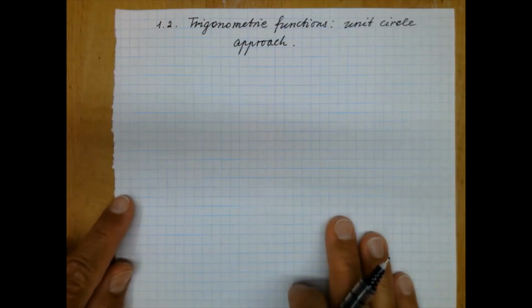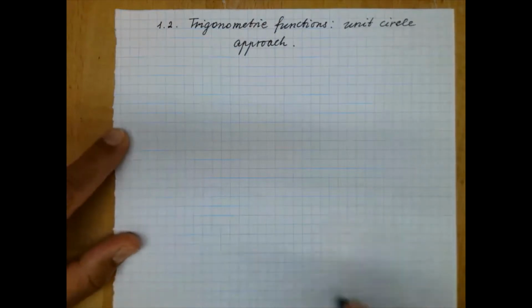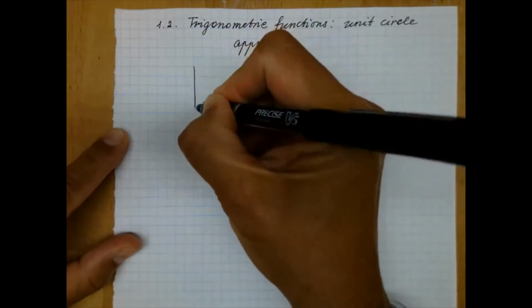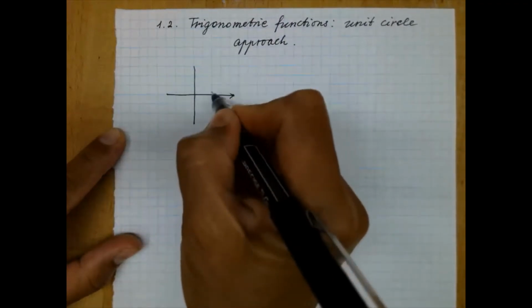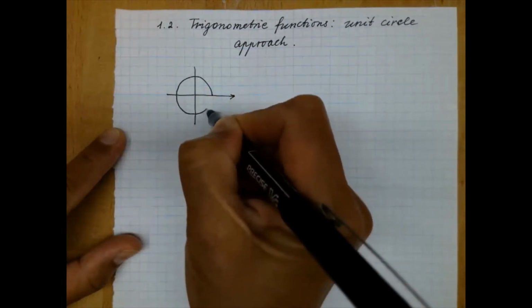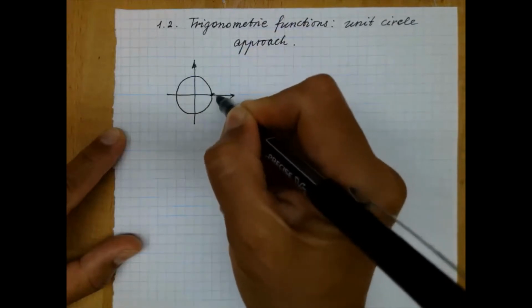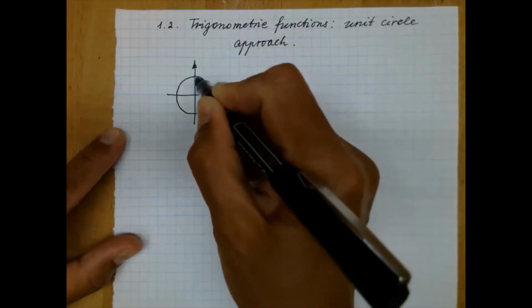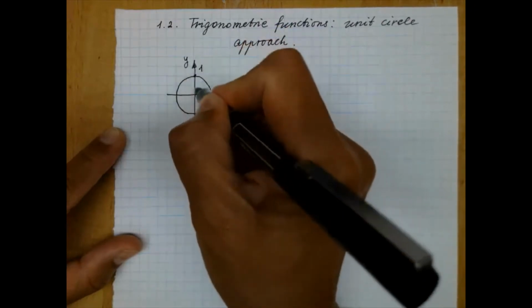Hello everyone. Today we are covering section 1.2, trigonometric functions and unit circle approach. We're going to start with drawing the unit circle. What is a unit circle? Well, remember from the previous section, it's just a circle with 1 unit radius. My circle is probably not perfect. What is 1 unit? 1 unit can be 1 centimeter, 1 millimeter, 1 meter. It's just important to have it be 1 unit.